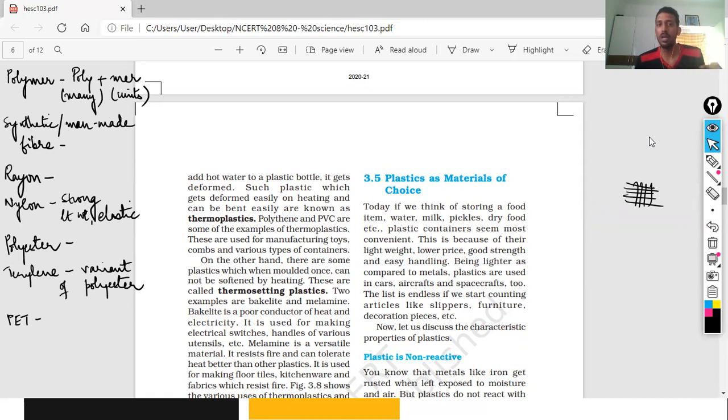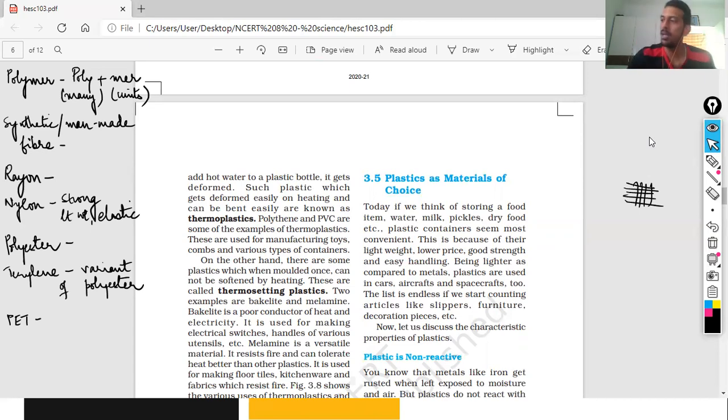But then you also have some which show good resistance towards heat, and these are called thermosetting plastics. For example, all these elements which we put in oven to heat our food, or probably the ones which we use in induction material, right, which can resist a lot of heat. They are made up of thermosetting plastic.